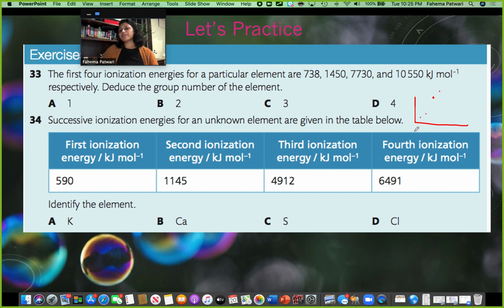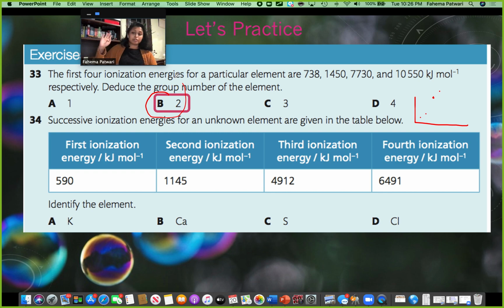So now I have to figure out what group number the element is in. How do I know that? By seeing how many electrons are taken away before there's a big jump, right? However many electrons are taken away before there's a big jump, that's how many valence electrons there are. So there's 2 electrons before the big jump. That's 2 valence electrons. That means it's in group number 2.